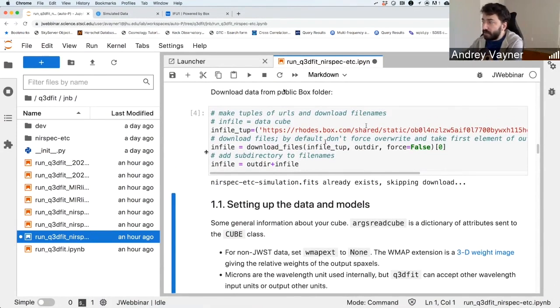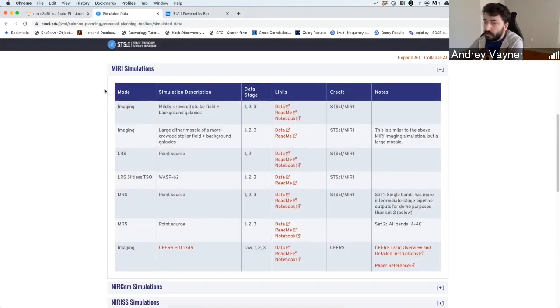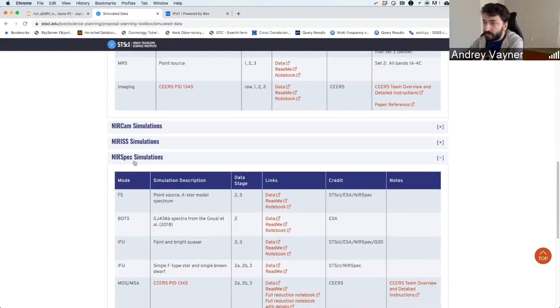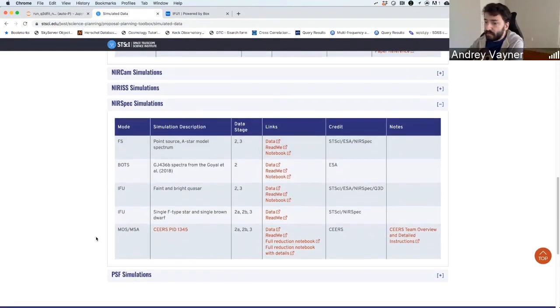So you can basically play around with our etc simulated data. But I just want to mention at this point that the simulations that were done by Patrick for NIRSpec are available online. So they're all on the Space Telescope website. And so you can go there and check this out under the NIRSpec simulations tab. And I have the link to this website in the PowerPoint presentation that's shared.